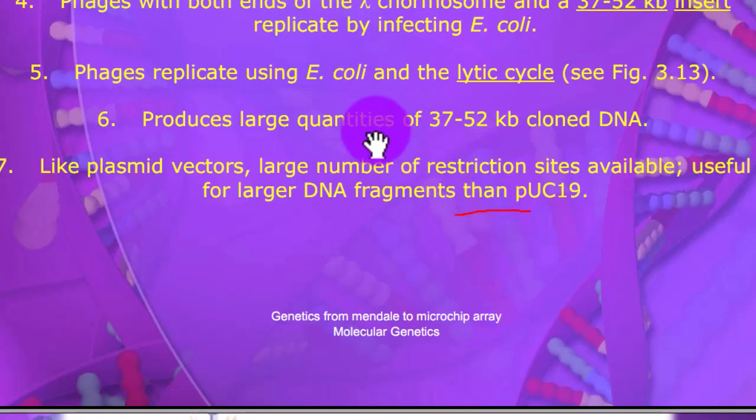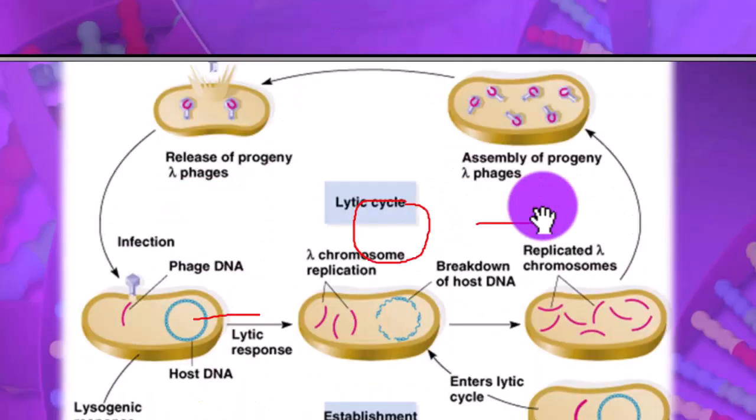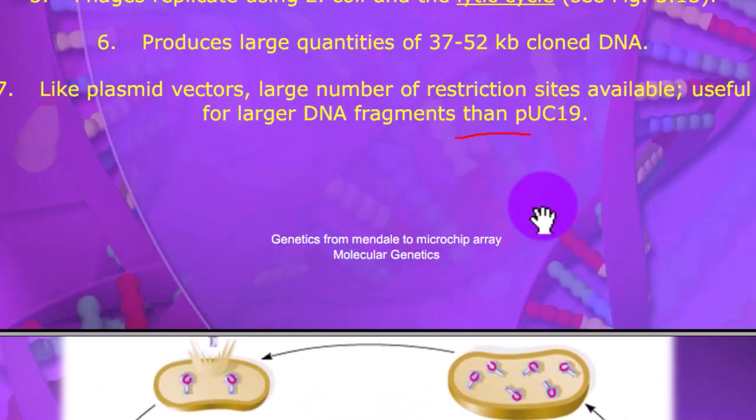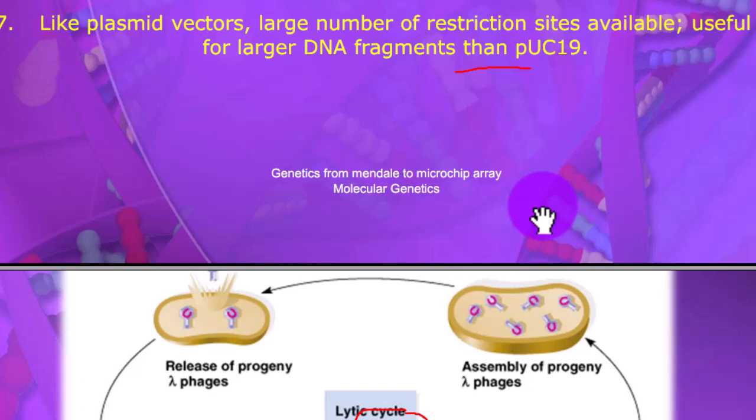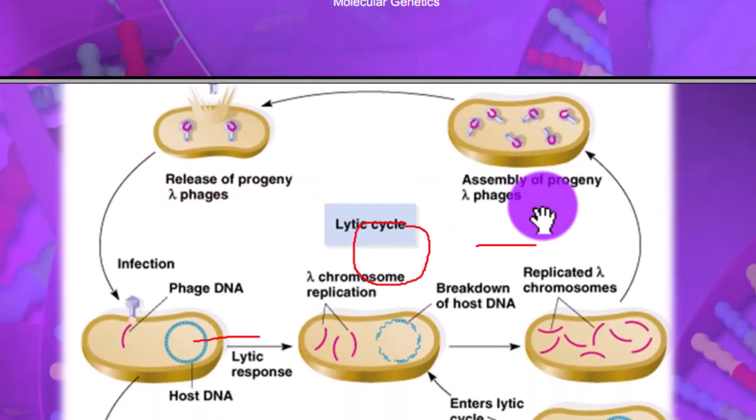Phage replicate using E. coli and the lytic cycle. This is the cycle. Like plasmid vectors, a large number of restriction sites are available, useful for larger DNA fragments than pUC19.